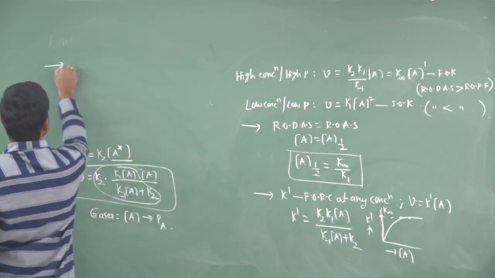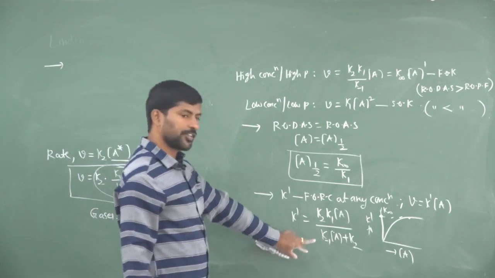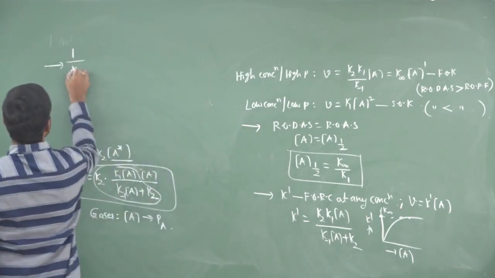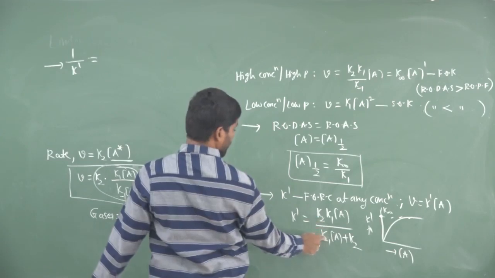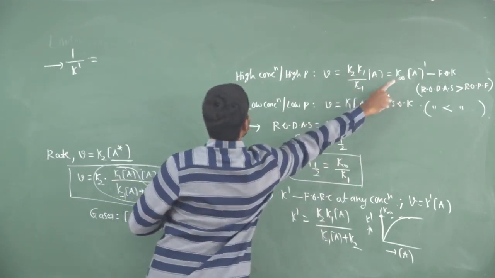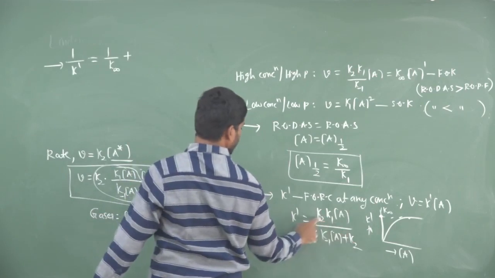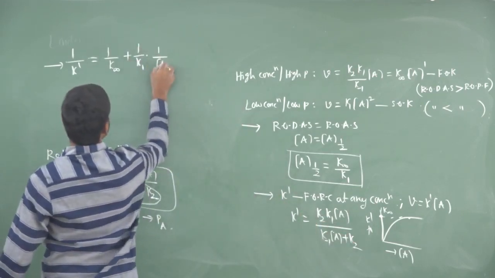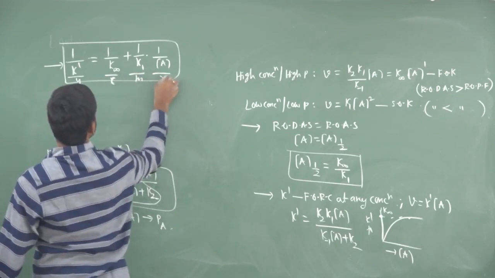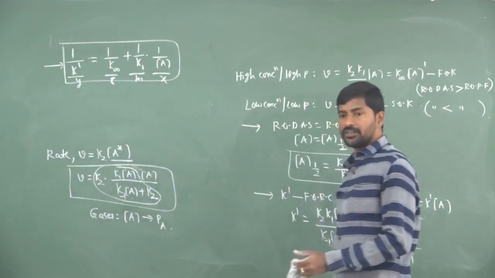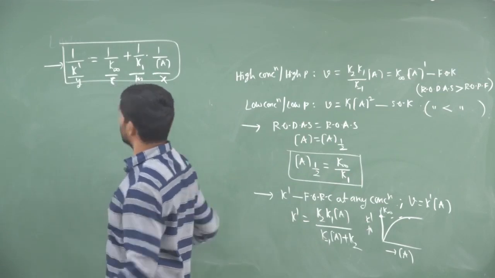What is the linear relation we have? If you take the inverse of this equation, what linear relation will we get? 1 by K dash is equal to K minus 1 by K1 K2, which is nothing but 1 by K infinity, plus, K2 K2 cancel, 1 by K1 into 1 by concentration of A. This is the linear relationship we will get between first order rate constant and concentration of reactant.